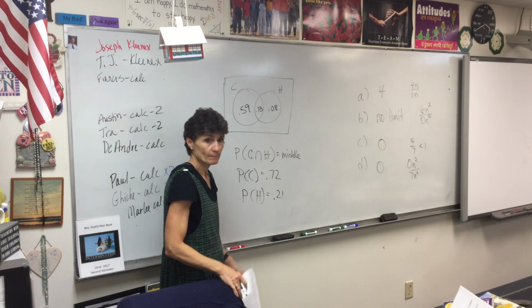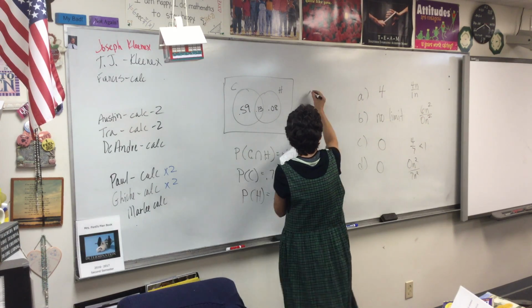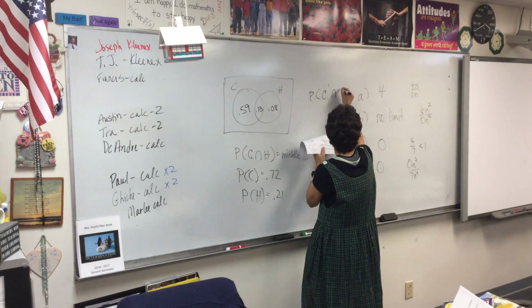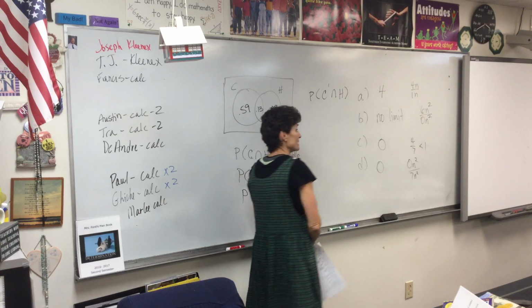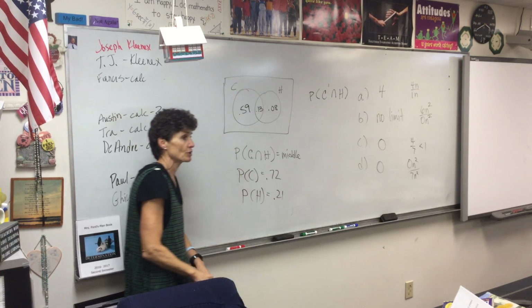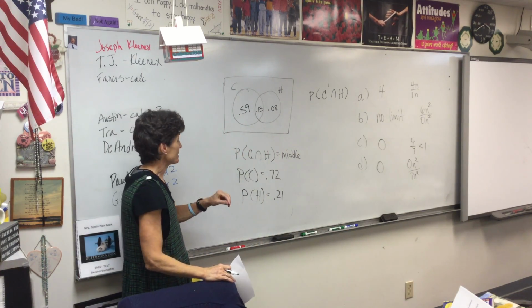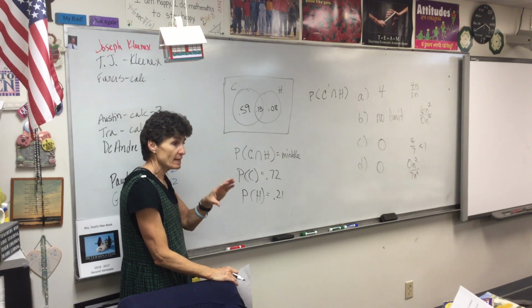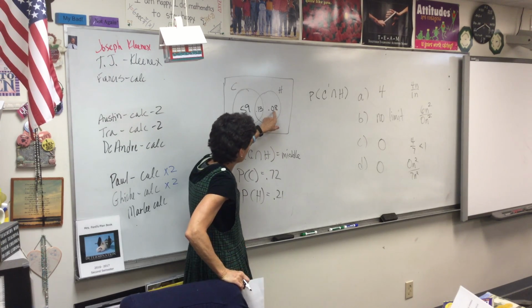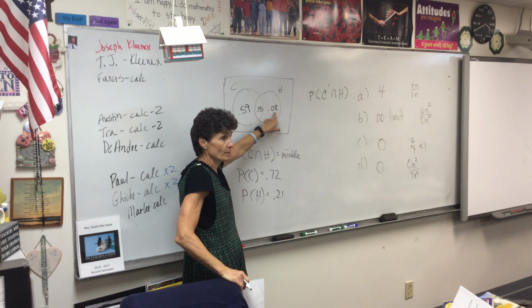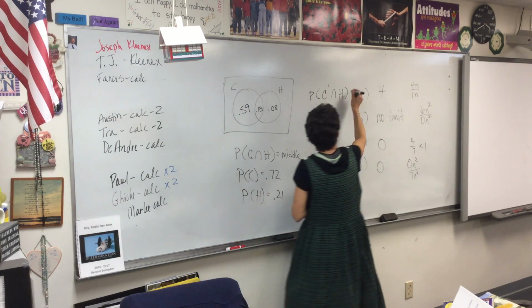Got them filled in? All right, so now we have the probability of not C and H. Remember, that means not C and H. Not C, but H. You're in H, but not in C. So wouldn't you agree that's these guys right here? Yeah. They're in H, but not in C, so that's 0.08.